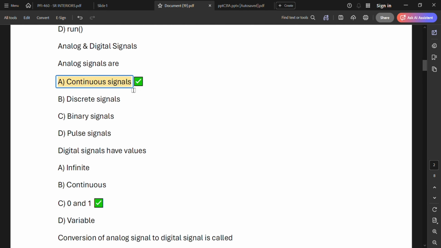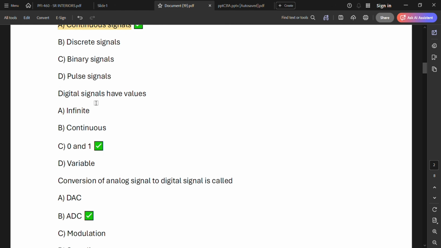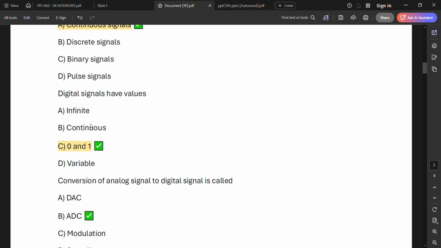Next question. Digital signal has value: infinite, continuous, 0 to 1, or variable. The correct answer is option number C, 0 to 1.